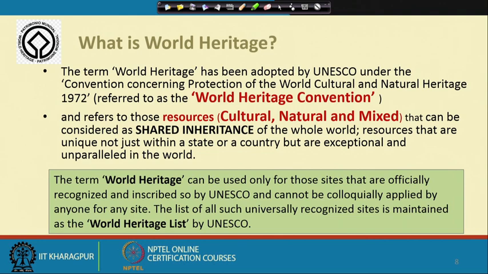So, the term World Heritage can be used only for those sites that are officially recognized and inscribed so by UNESCO. So, there is a process, not anybody in any nation can say that this is the World Heritage Site. This cannot be colloquially applied by anyone for any site. The list of all such universally recognized sites is maintained as the World Heritage List by UNESCO. So, as I told you, if you go to that site, you can find out country wise which are the sites inscribed over the years in the World Heritage List.